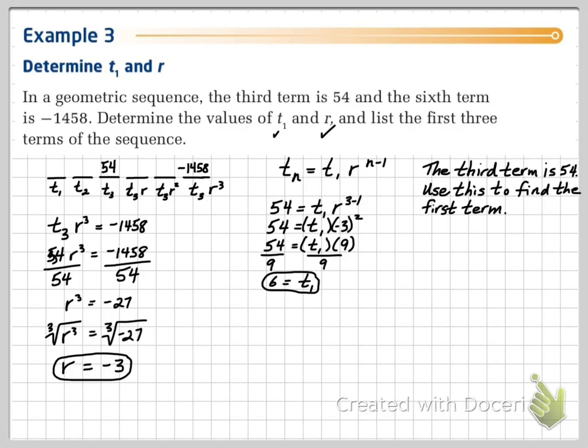Now then, the first three terms are 6. 6 times negative 3 is negative 18, and negative 18 times negative 3 is positive 54. So it works. Those are the first three terms.